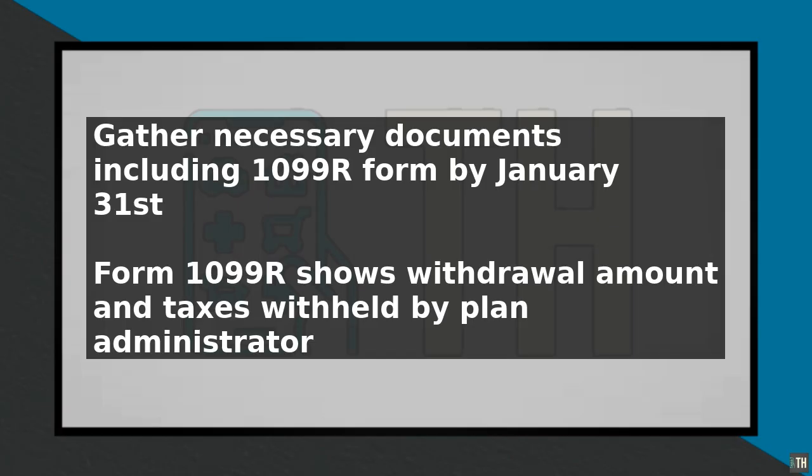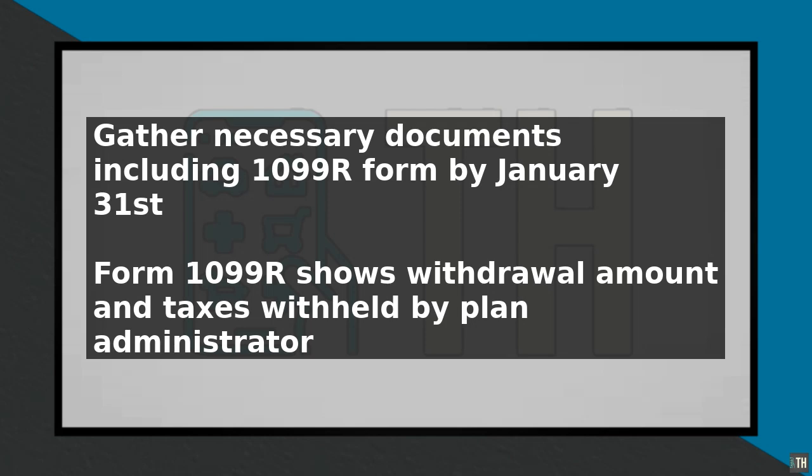When you file your tax return, you will report your 401k withdrawal on Form 1040. You will enter the amount of your withdrawal on line 16 of Form 1040. And you will also complete Form 5329 if you are subject to the 10% penalty.